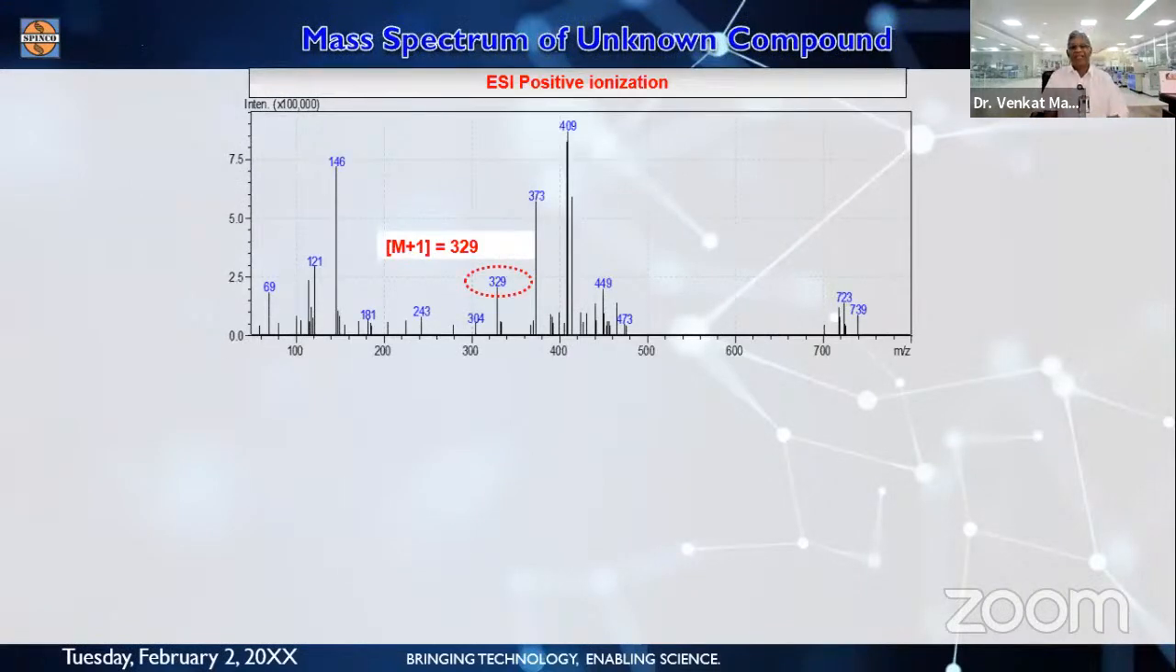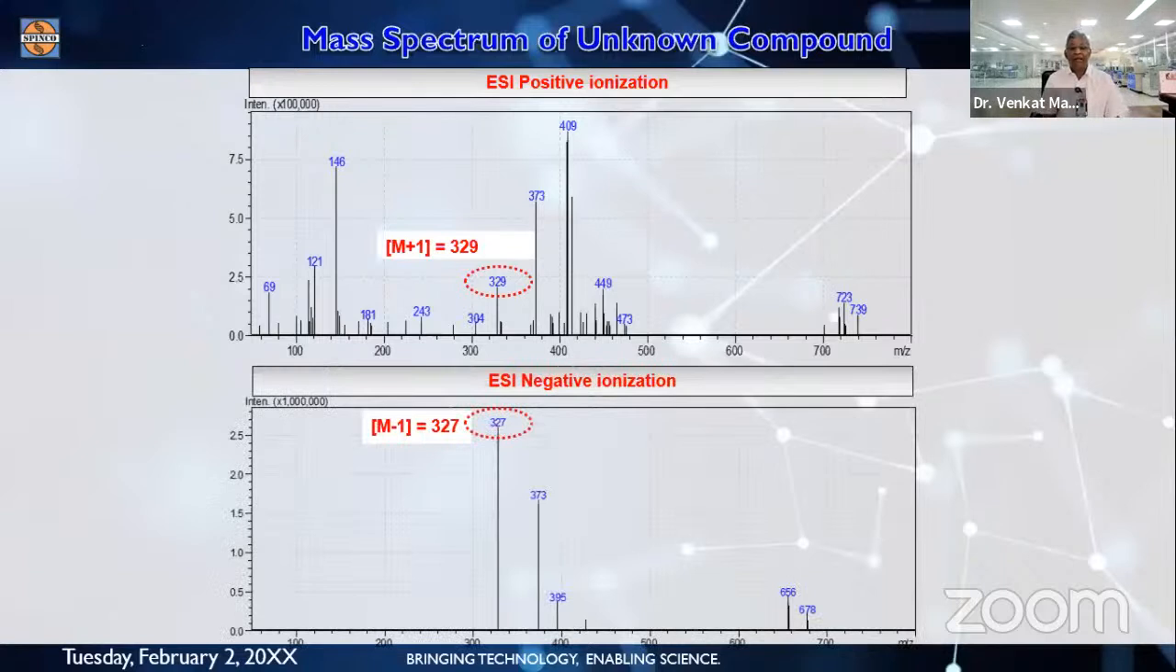What does a signal look like? You get a positive ionization, a compound of mass spectral value 329, M+1. Now many people offer negative ionization. Are you getting a mass spectrum of negative ionization? The answer is yes. You are getting 327, M-1. You get M-1, 327. You get M+1, 329. Therefore, the molecular weight of my compound is 328. This is a typical mass spectrum of an unknown compound.